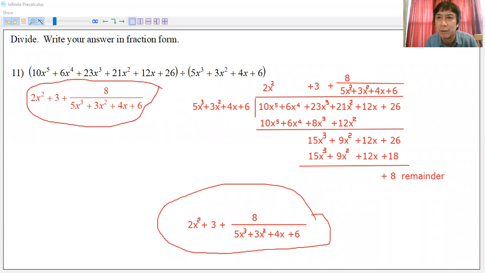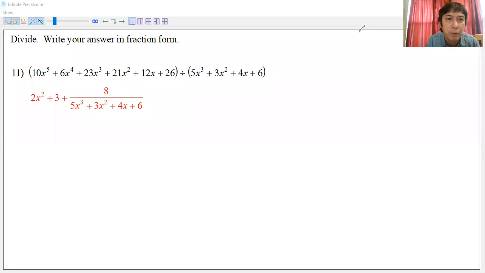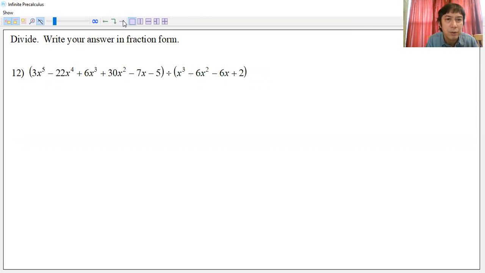Let's continue with the next one. This is up to number 15, right? So we're doing number 12 now. Here is number 12. Let's continue with number 12. Examine the given. Write your answer in fraction form. The dividend is complete, with powers 5, 4, 3, 2, 1, 0. Our divisor is 3, 2, 1, 0, so it's also complete.